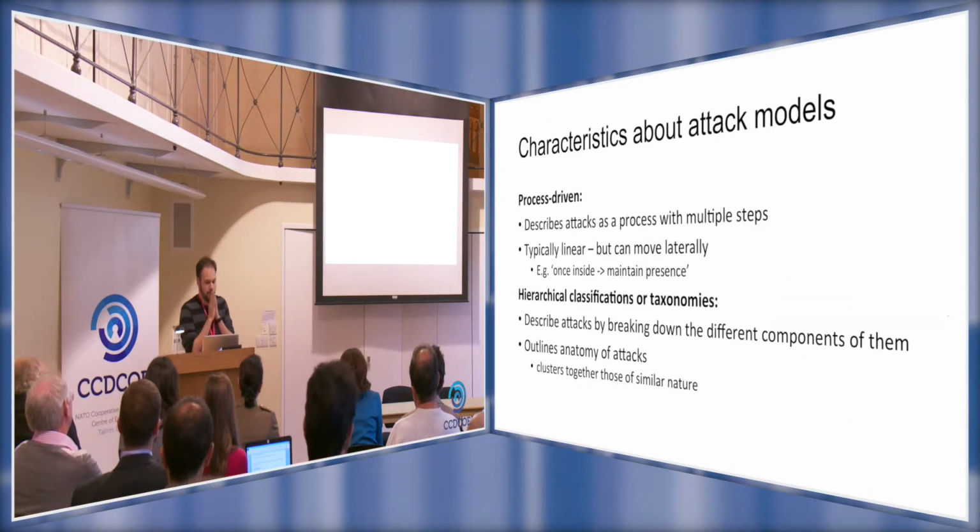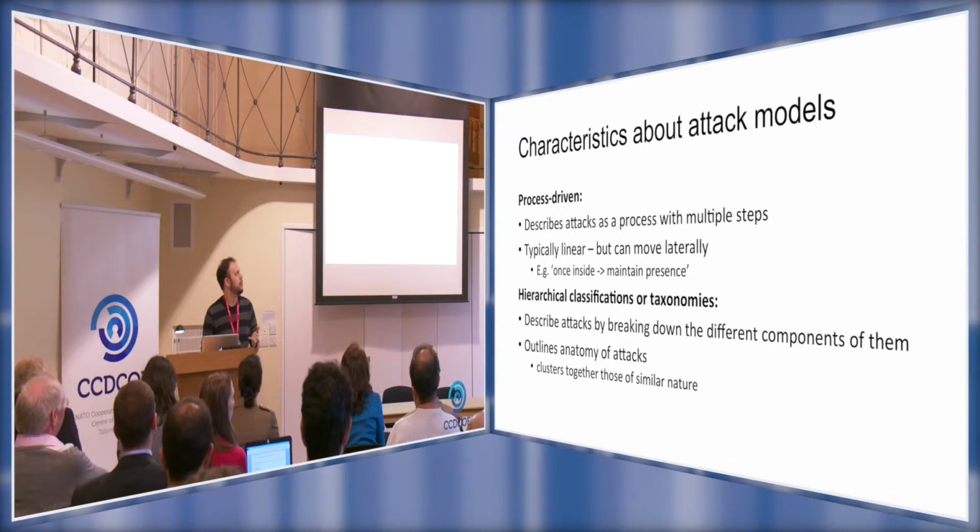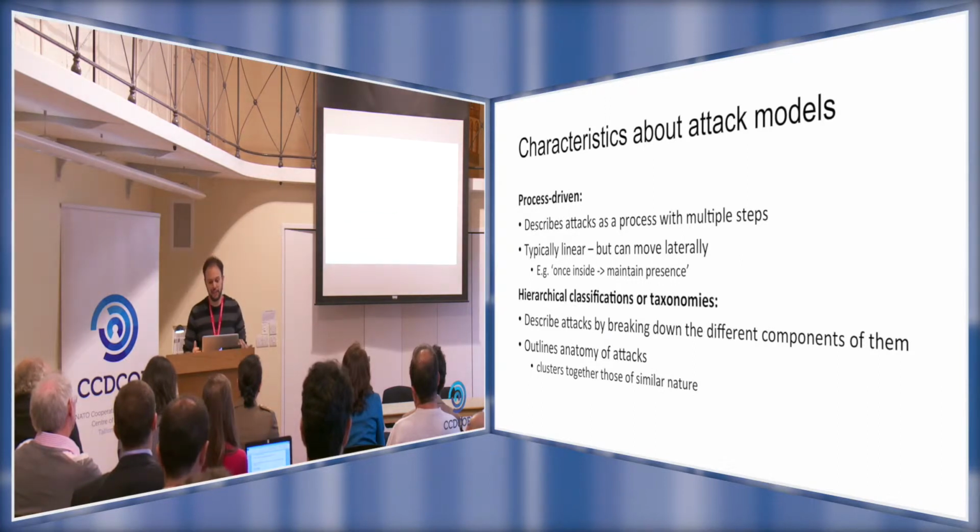In terms of cyber attacks, I'm giving cyber attacks as an example today, whereas we imagine the model could be extended to talk about observables in cyberspace more generally, but for the purpose of this talk, we're focusing on cyber attack models. A lot of cyber attack models today fall into one of two categories. It's either process-driven or a hierarchical classification or taxonomy approach. What I mean by process-driven is that you can describe an attack in terms of multiple steps. You do step one, then you move on to step two, then you move on to step three, and then eventually you'll have done your attack.